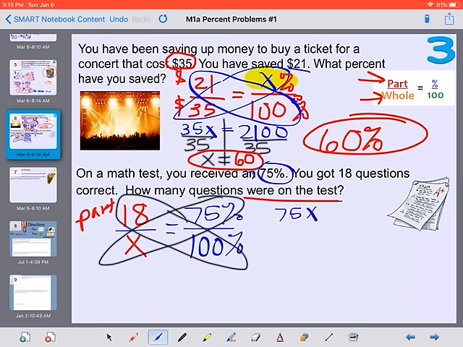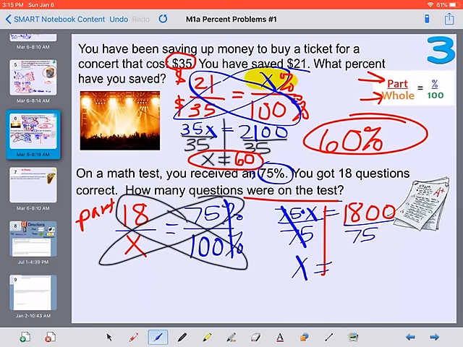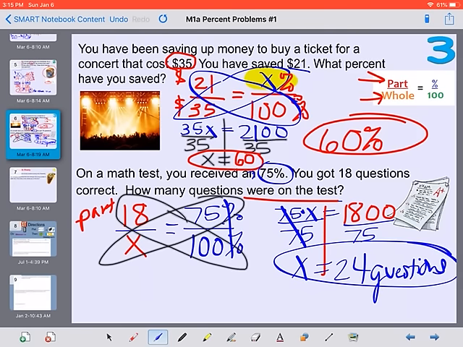75 times x is 75x. Remember, we don't include the percent when we cross multiply. 18 times 100 is 1,800. And then last, you should be good at solving one-step equations. The opposite of multiply is divide. And we get x equal to, I'm going to plug this in my calculator, 1,800 divided by 75 gives me 24. So there were 24 questions on the test.